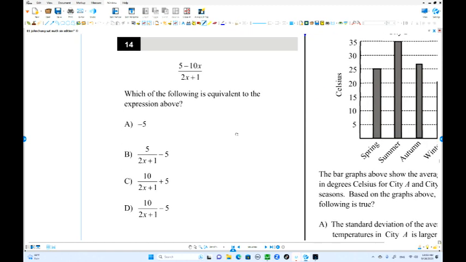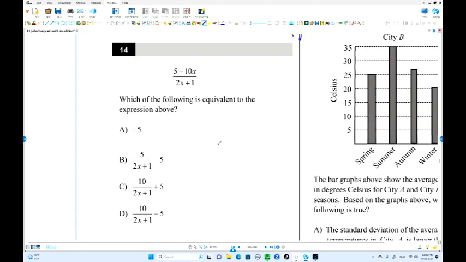The number 14 over here: which of the following is equivalent to the expression above? That is long division, okay? So I'm going to standard form, okay? Descending order, negative 10x plus 5. Rearrange this one, divide by 2x plus 1. So to eliminate the negative 10x, we multiply by negative 5 there, okay? So negative 10x and minus 5. When you subtract, it's going to be 10, right?